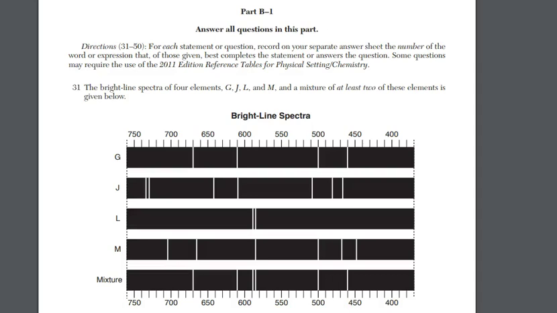Okay, so we're checking out part B-1 of the June 2019 Chemistry Regents exam, and let's go ahead with question 31. What we're looking at here, it says the bright line spectra for four elements, G, J, L, and M, and we're looking at a mixture of at least two of these elements.